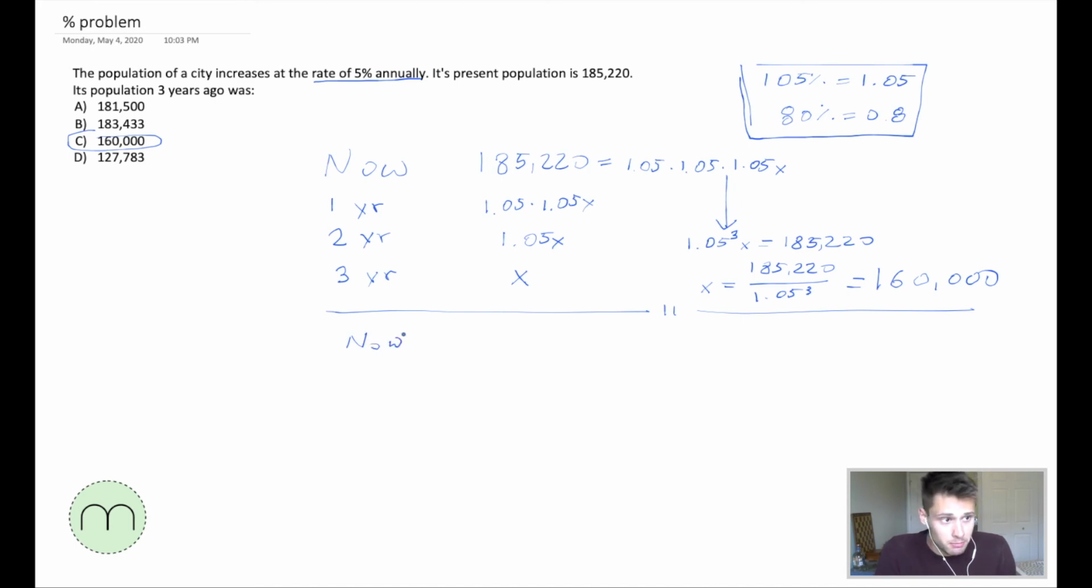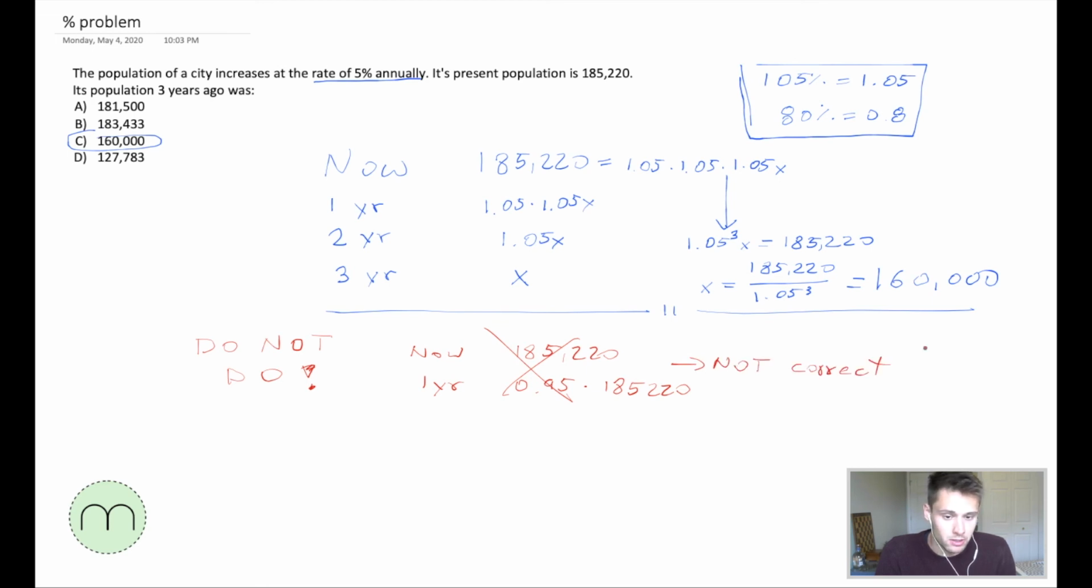And now I want to talk very quickly about a trap that you have to avoid, because I know it might be tempting to say, okay, since now... I'm going to write it actually in red: do not do. It might feel very tempting to say, okay, since now the population is 185,220, the population 1 year ago was 0.95 times 185,220. This is not correct.